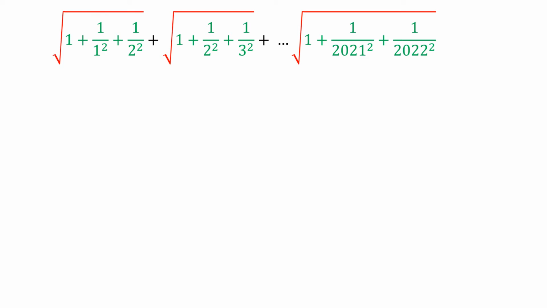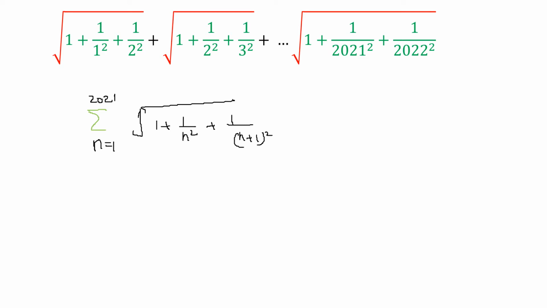So here, if you look into that, the whole sum can be written in summation form. If we take the summation over n, from n equals 1 to 2021, of the square root of 1 plus 1 over n squared plus 1 over (n plus 1) whole squared. Have you got this?